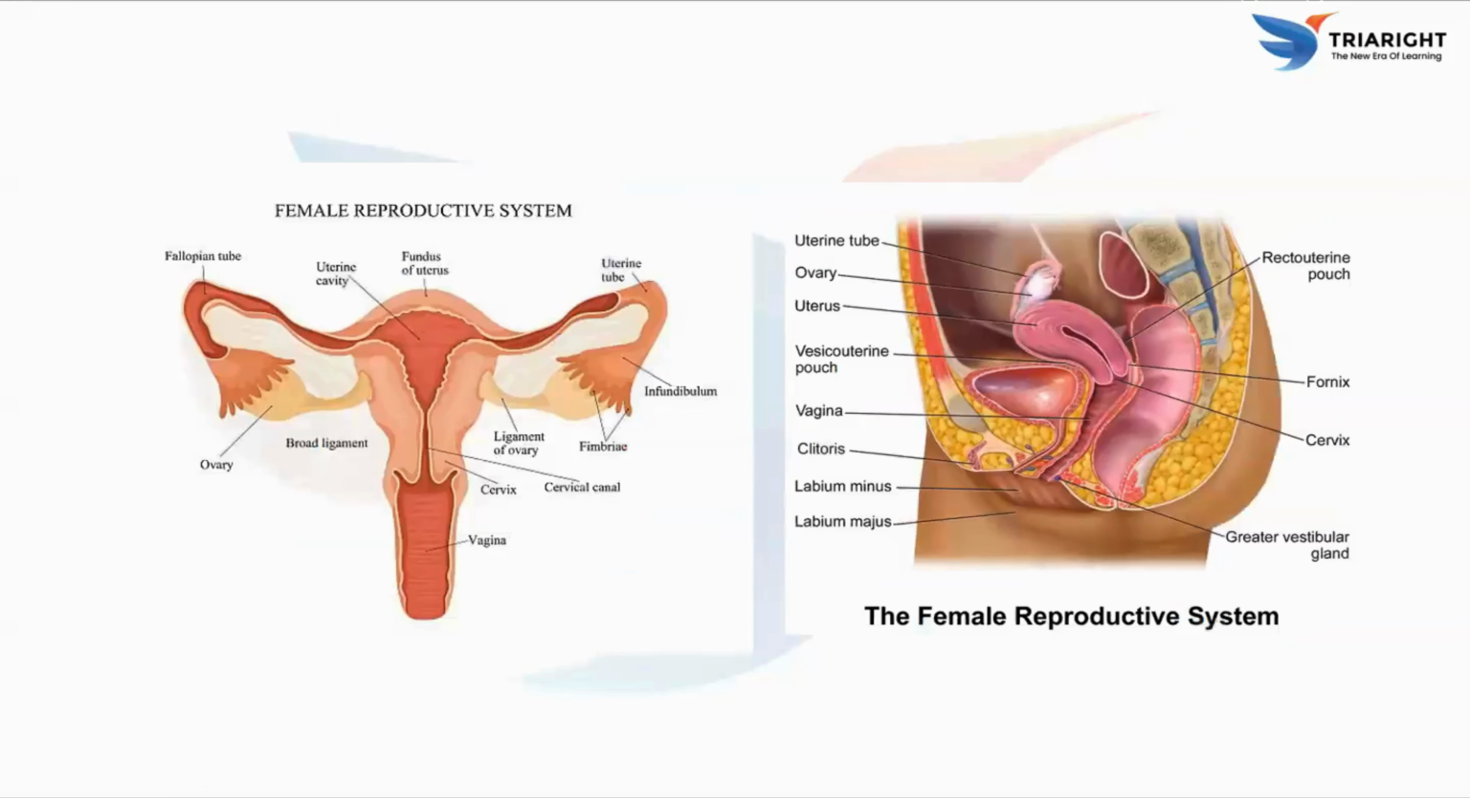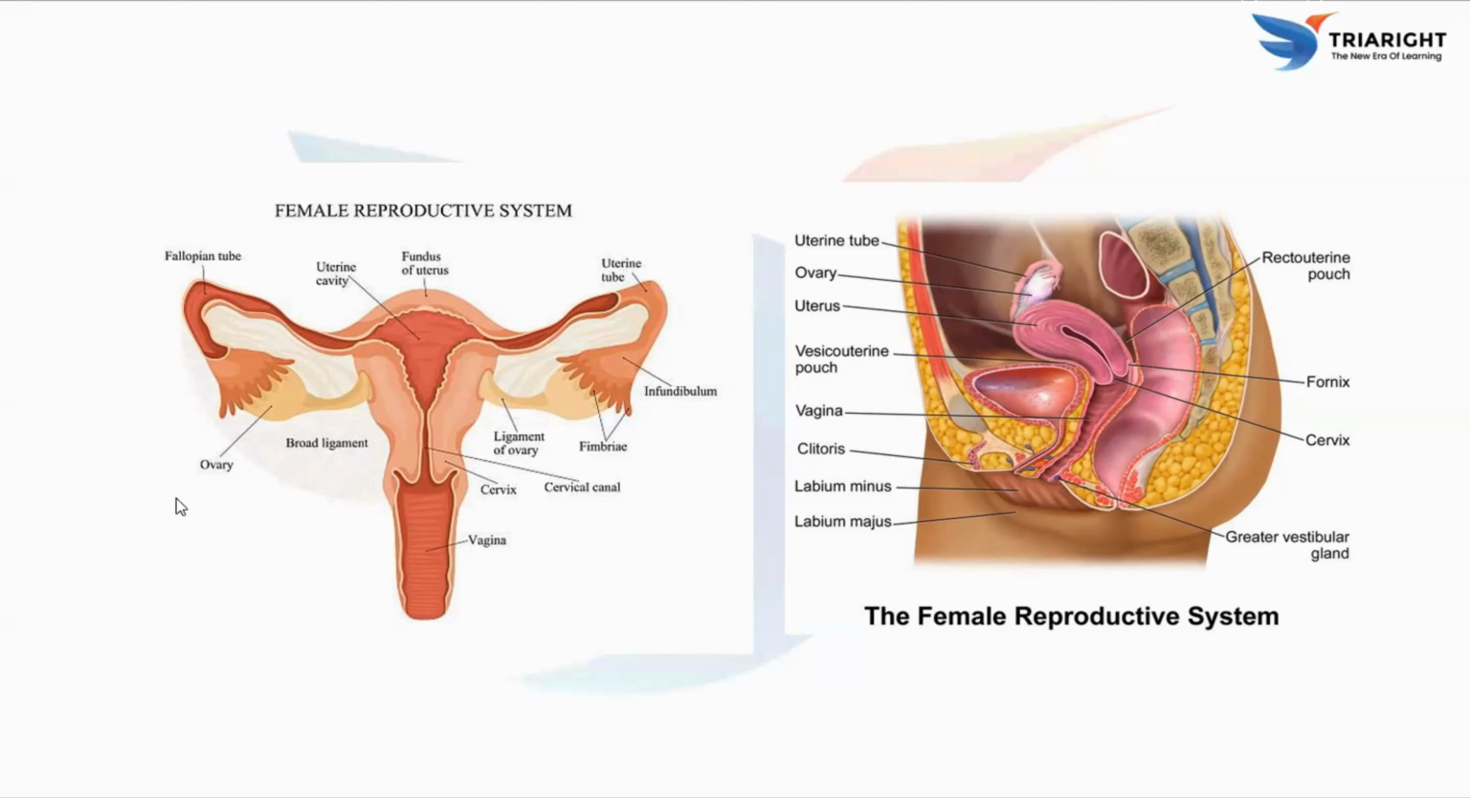In the next slide, there are pictures of the female reproductive system. This diagram shows the female reproductive organs from two views. The one on the left side shows the frontal or anterior view of the system, whereas the right image is a side view. It is a sagittal section of the female reproductive system.